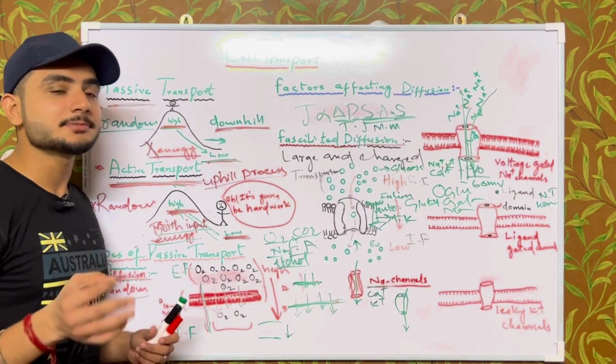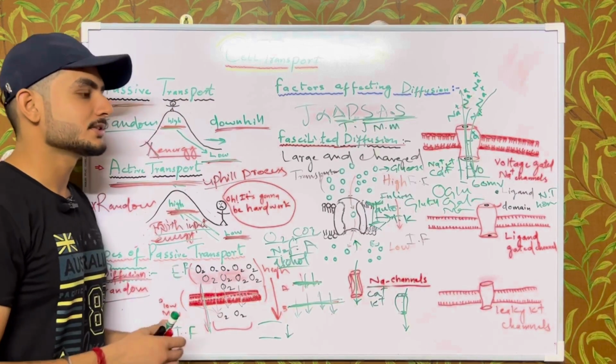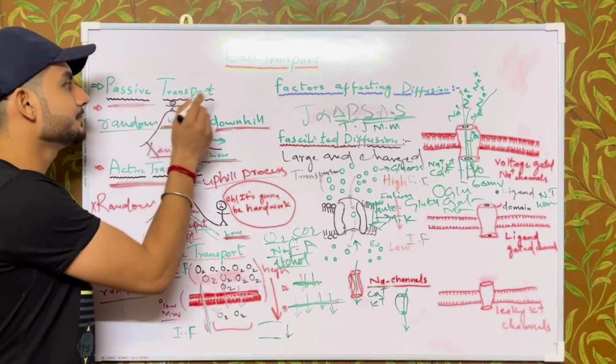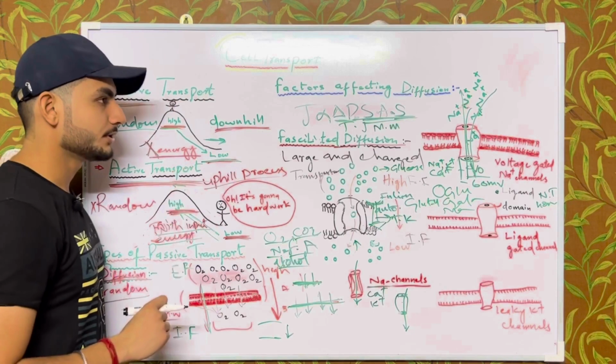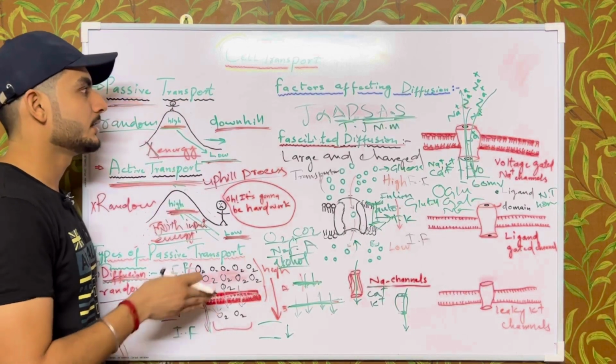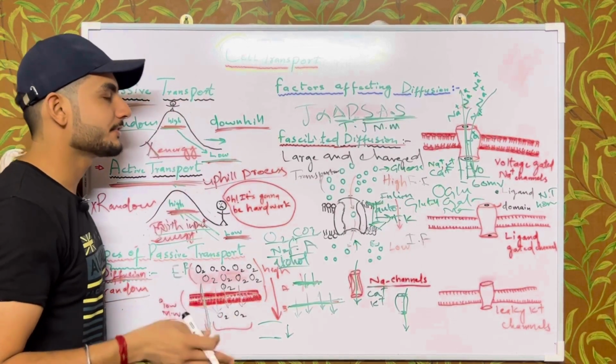This exchange is made possible by two processes. One of them is passive transport, another is active transport. Let's discuss them in much detail. What is passive transport? Starting with it first.